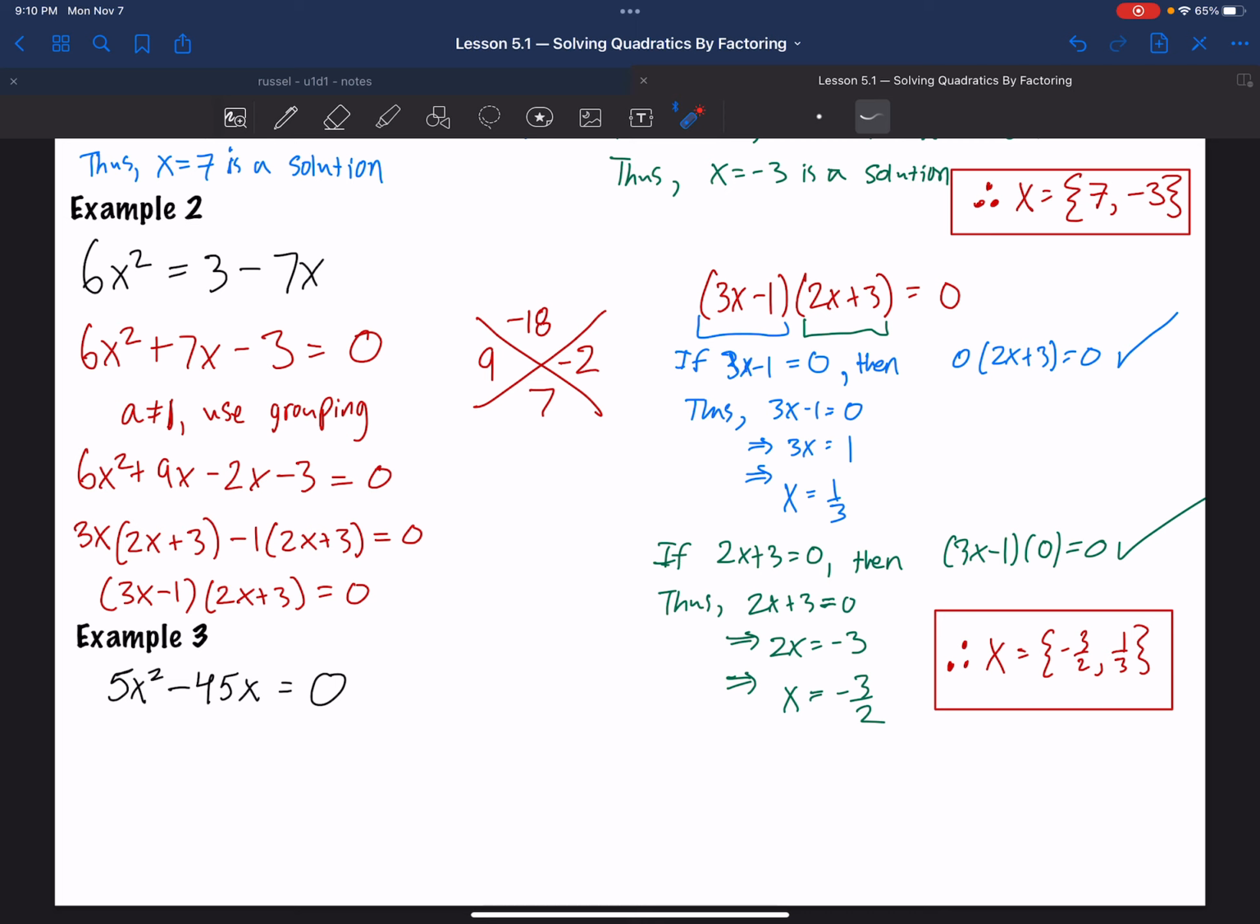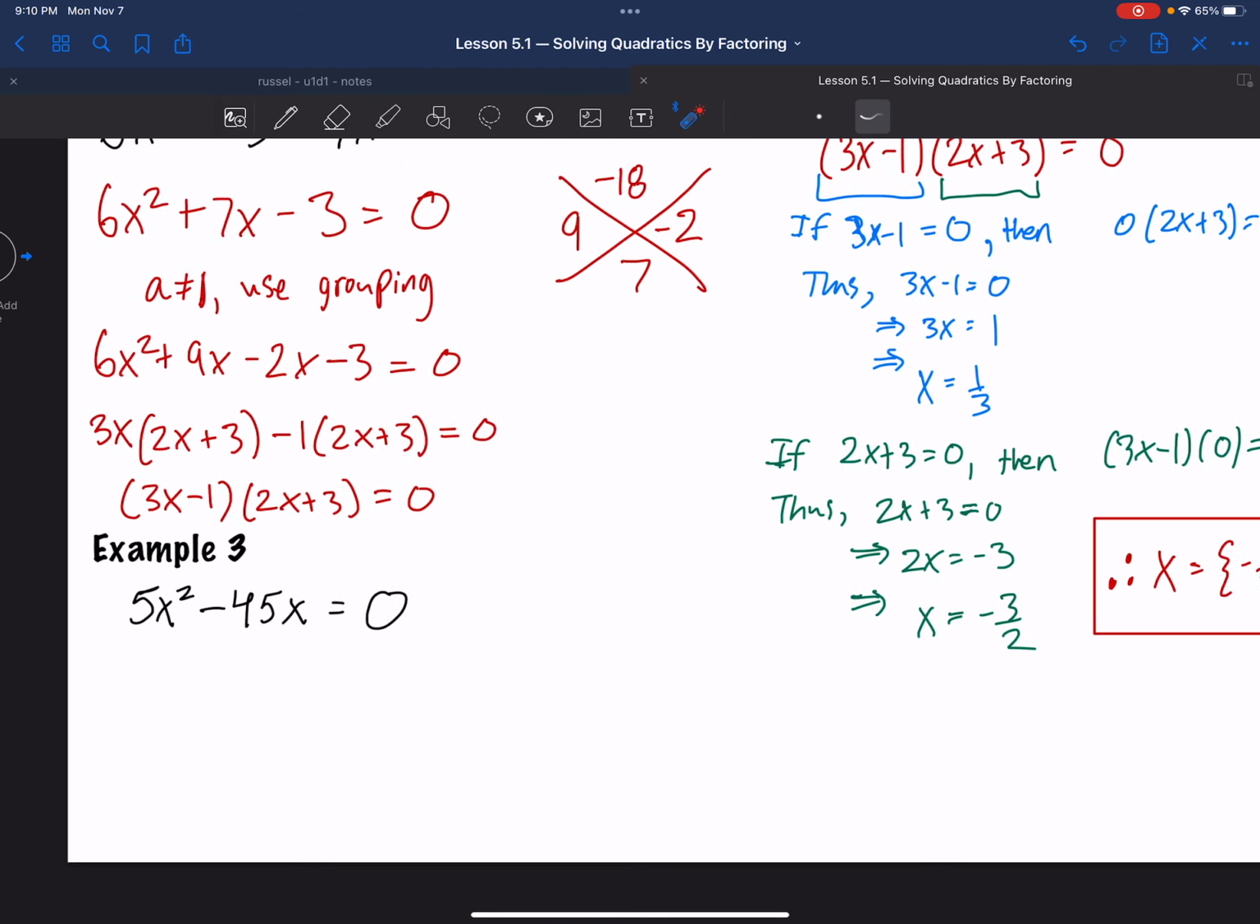Same idea for -3/2. So you're setting the factored term equal to 0 and solving for x. That's very important. It's important to understand this idea now because we will get into more complicated factors. And so our factors are going to start being much more complicated with higher order polynomials. So we really want to understand this idea of zero product property now so that it's smoother sailing later on.